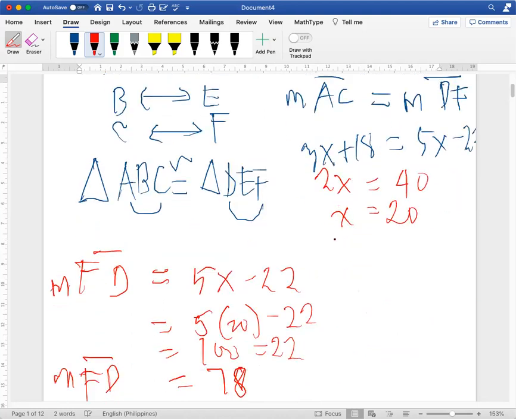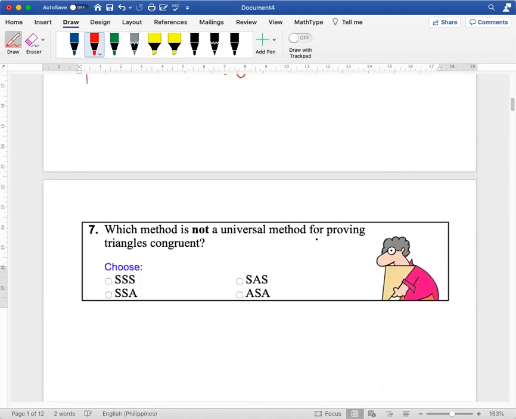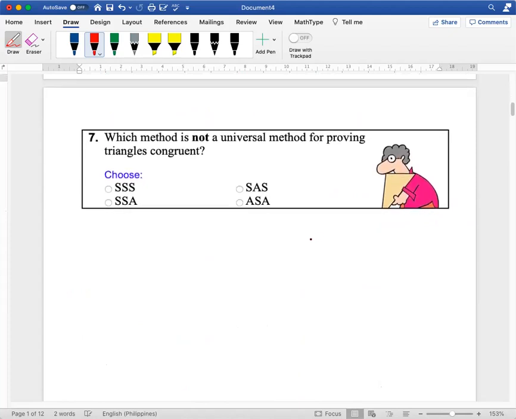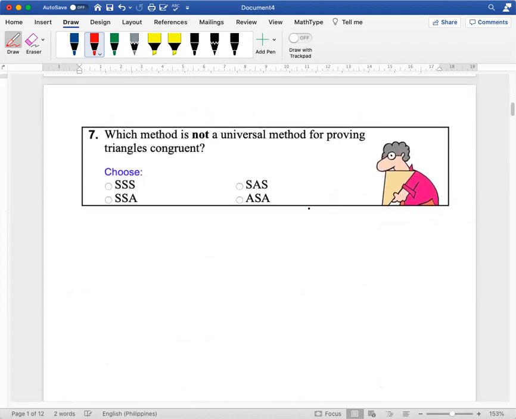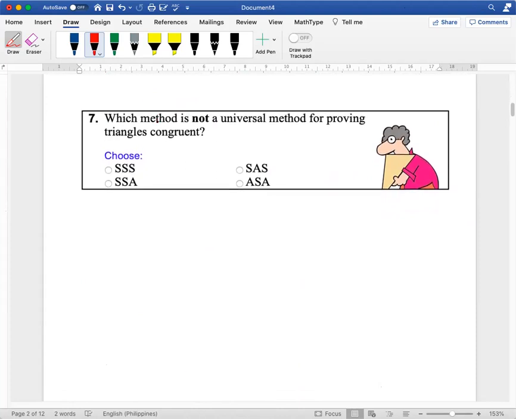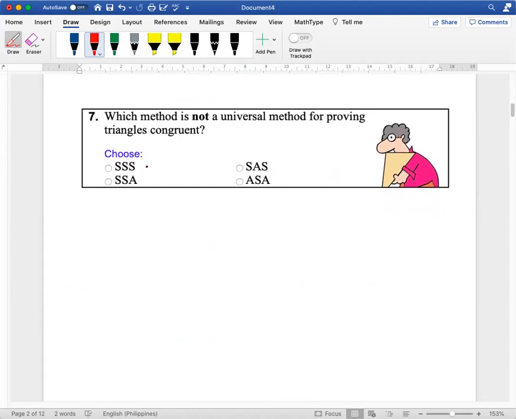Okay, now let's go to the next item. And by the way, if you want to answer this first, just pause the video. And once you're done, play the video and check if our answers are the same. Number 7. Which method is not a universal method for proving triangles congruent? I think this one is easy.